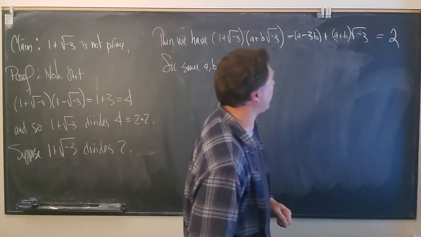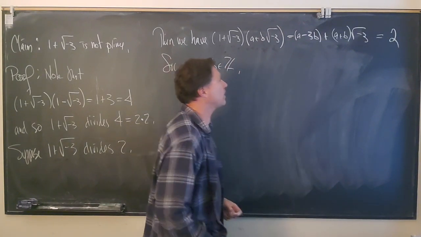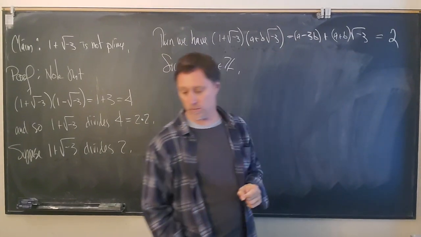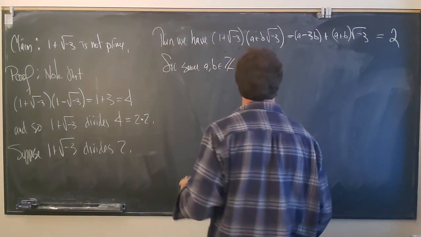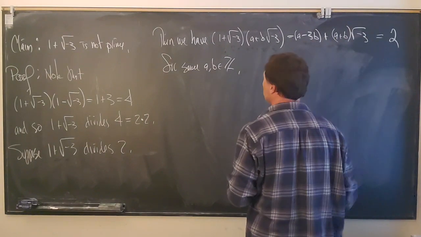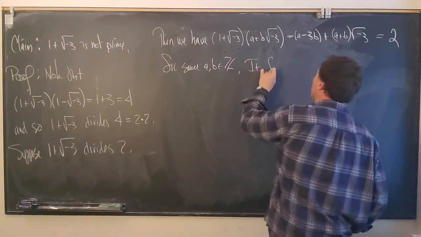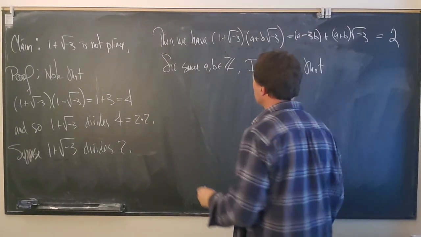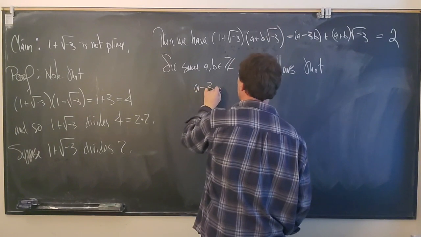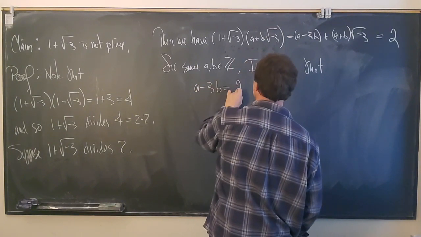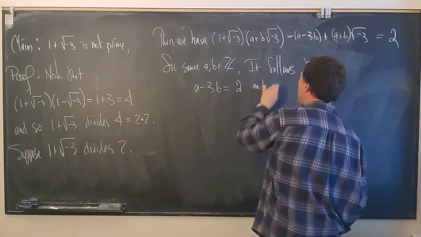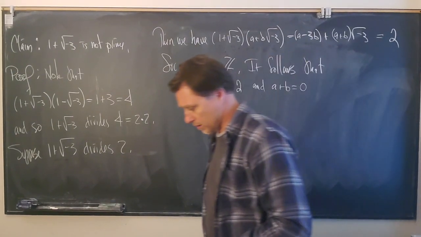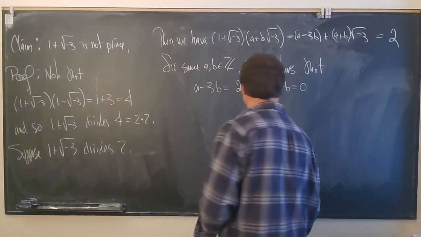Okay, well, so now just comparing, we can see, right, there's no imaginary part on this side, so that tells us that a plus b has to equal 0. And then a minus 3b has to equal 2. So it follows that a minus 3b equals 2, and a plus b equals 0. And let's see, what would that tell me?